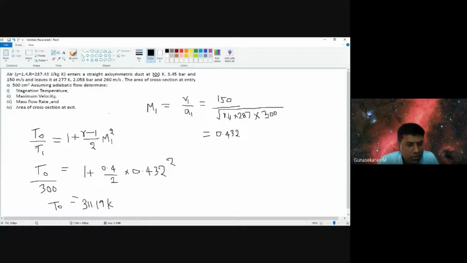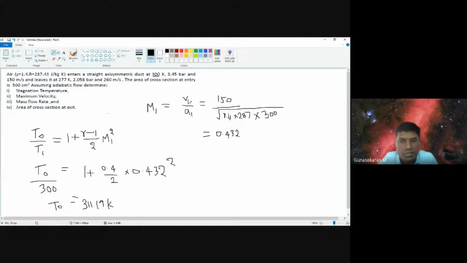When you are subscripting T equal to T1, then M also should be taken as M1. So that's why T naught by T1, then here M1 comes. Now you just have to substitute the value. First we need to find the stagnation temperature, and for that we need a Mach number. So M1, the entry Mach number, is required. In order to find the entry Mach number, we use the formula M1 equal to V1 by a1.